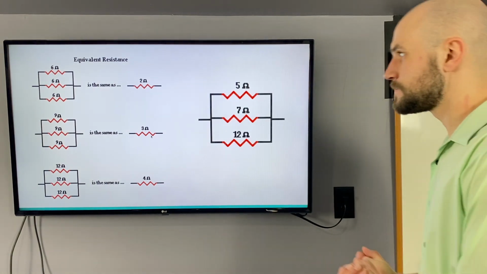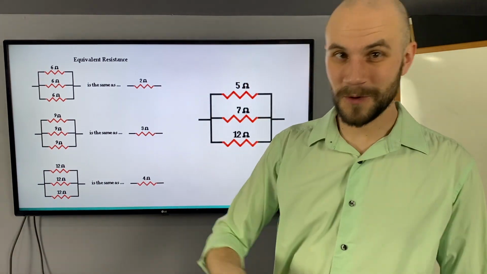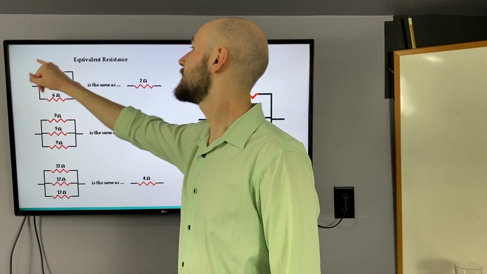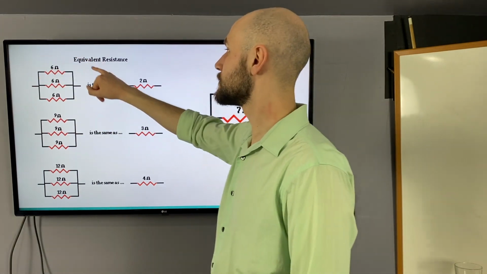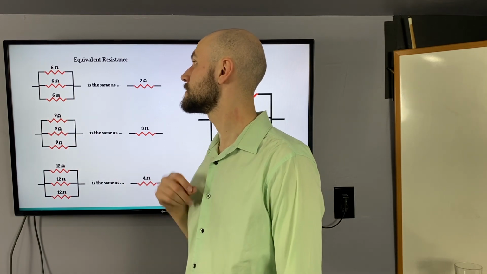Okay, so I want you to take a close look at the equation on page 4 of the reference table, the 1 over Req equation. If you take a look at this parallel grouping of resistors, we want to find the equivalent resistance here for these 3 6-ohm resistors.